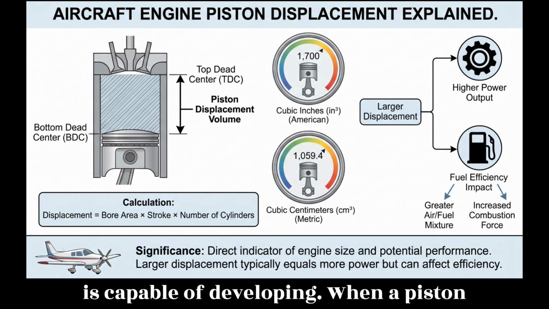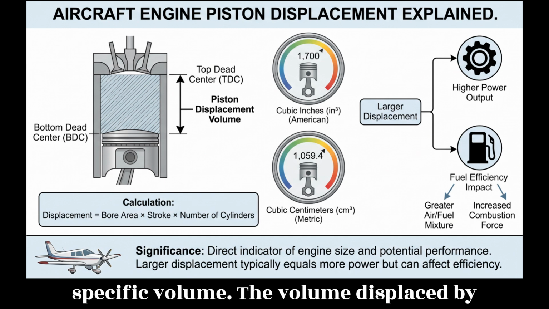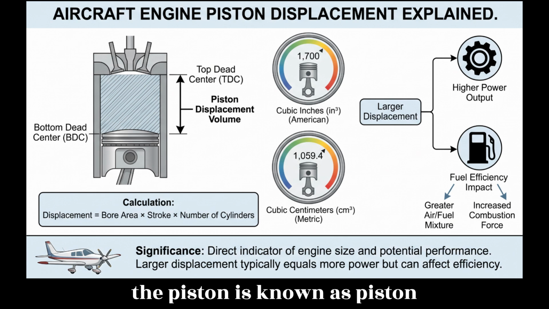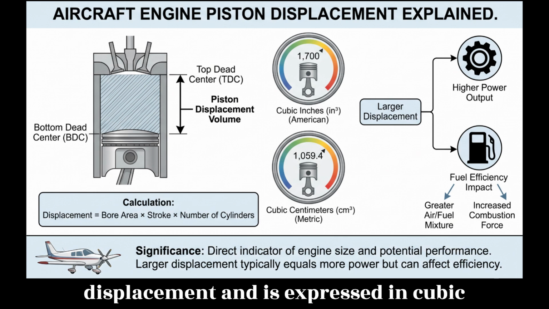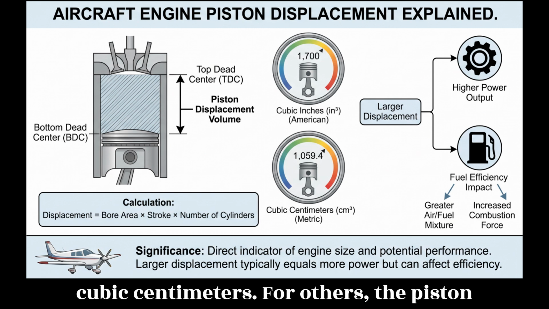Piston displacement. When other factors remain equal, the greater the piston displacement, the greater the maximum horsepower an engine is capable of developing. When a piston moves from BDC to TDC, it displaces a specific volume. The volume displaced by the piston is known as piston displacement and is expressed in cubic inches for most American-made engines and cubic centimeters for others.